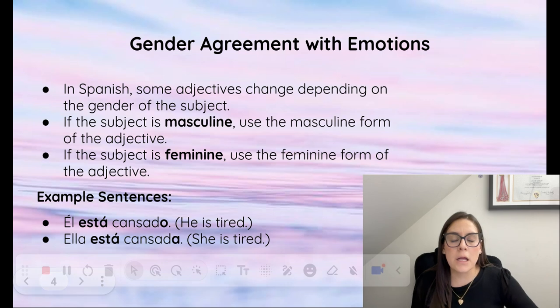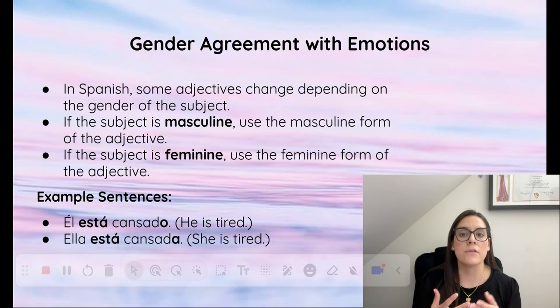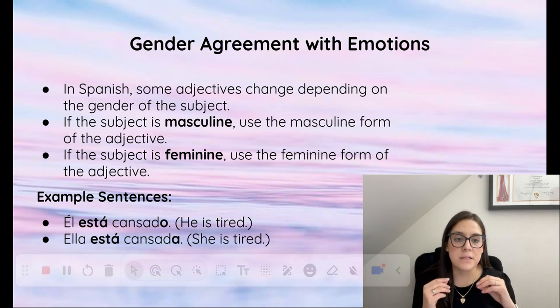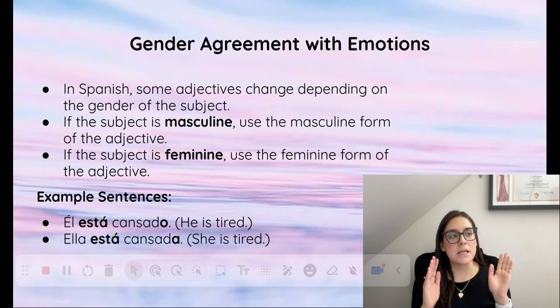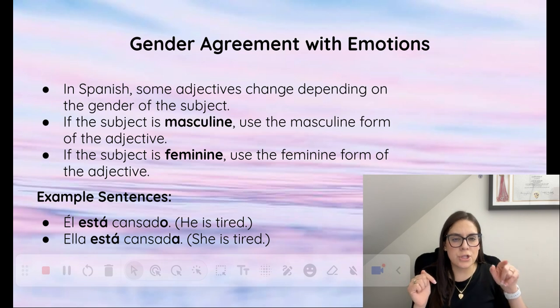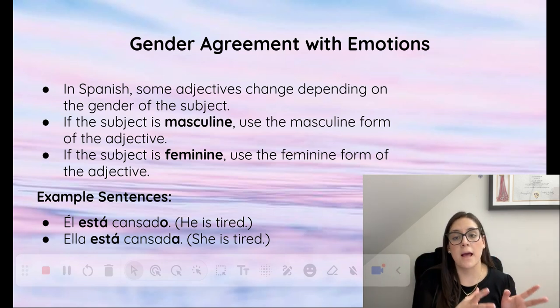Okay, so when we use estar, it's important that we know that gender has to agree with the emotion. So in español, we have adjectives. In this case, I'm going to refer to adjectives as emotions, okay? So some emotions have to change depending on the gender of the person we are talking about. In the vocab list that we have been studying for emociones, you guys can see that if it's cansado, you'll see cansado and then slash a. That's because cansado is masculine, cansada is for feminine nouns.